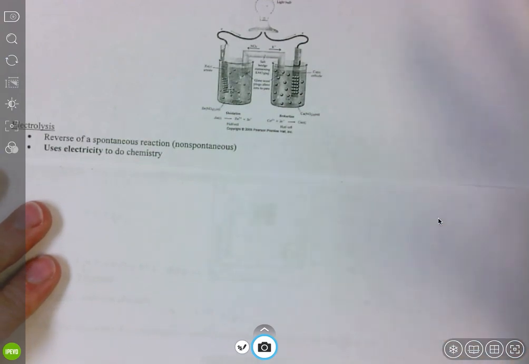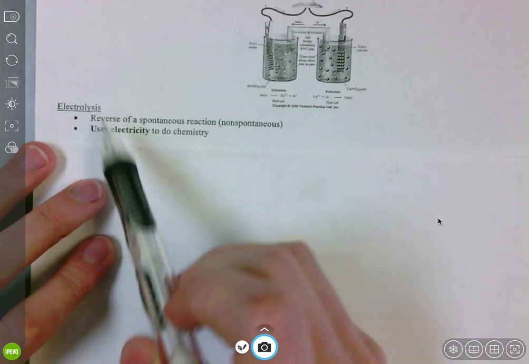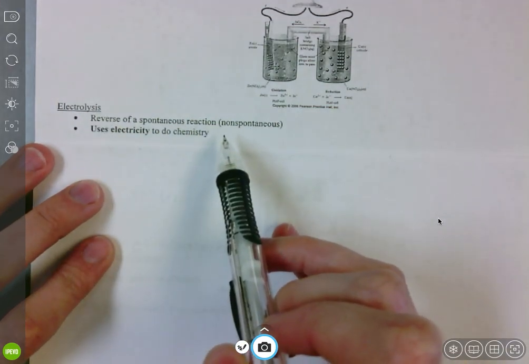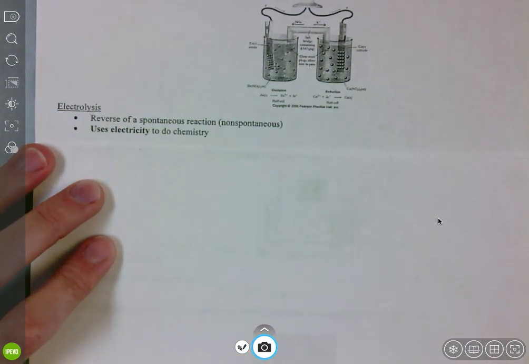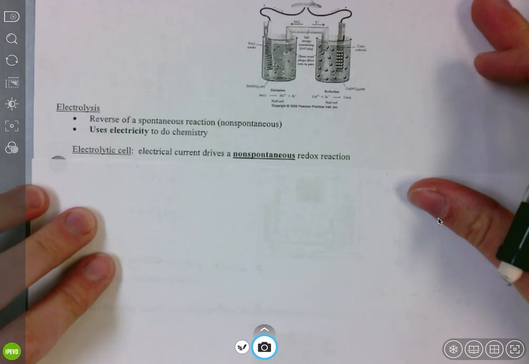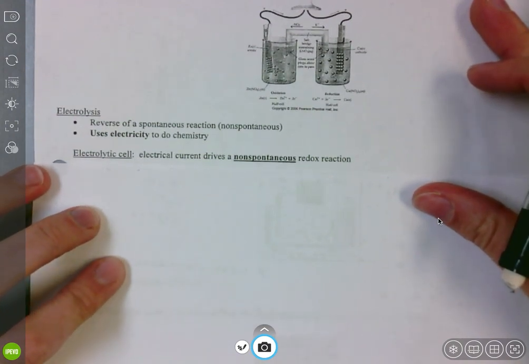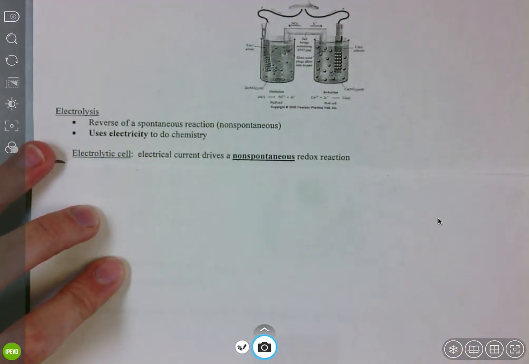There are also non-spontaneous redox reactions. So here, we're looking at electrolysis. So it's the reverse of a spontaneous reaction, non-spontaneous, obviously. And it uses electricity to do chemistry. So this is where we're putting in work in order to drive a non-spontaneous reaction. So like the nickel and tin that we were looking at in exercise number 9.